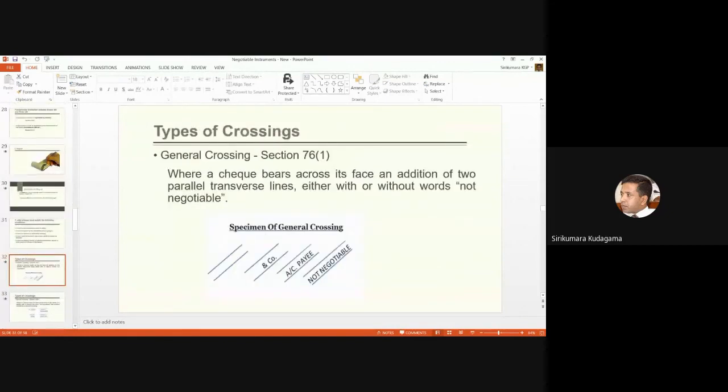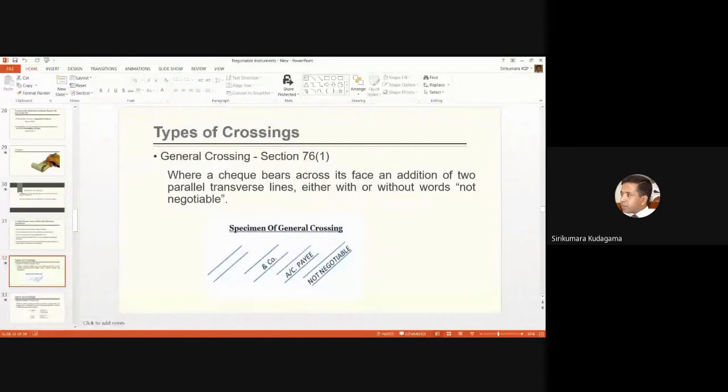Now I come to crossings of bills, crossings of checks. Do you see this slide? Slide number 32. Yes, sir. Right. Crossings. In the law governing bills of exchange, basically in our context, the Bills of Exchange Ordinance recognizes two major types of crossings.